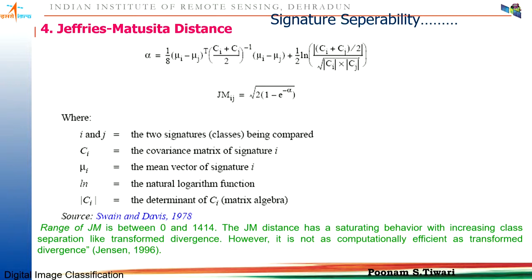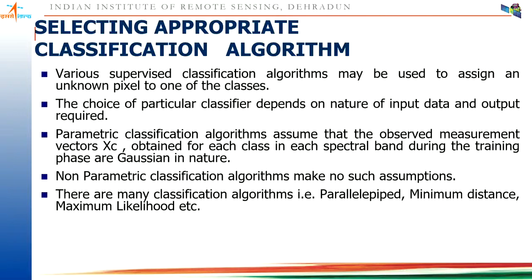However, it is not as computationally efficient as transform divergence. So using any method, you can find out the signature separability, or you can look at the ellipses of the signatures and check whether your signatures are well separable or not. This is just to check whether your signatures are good enough, so that the classification that you perform should be good.